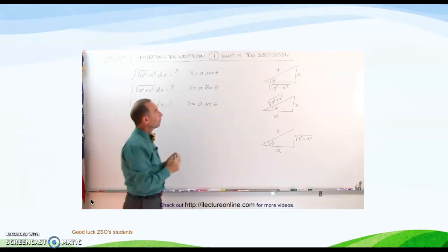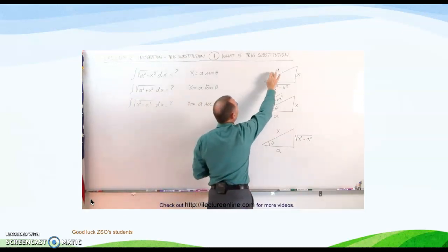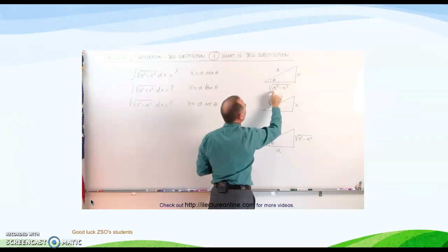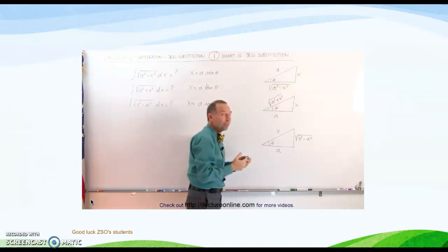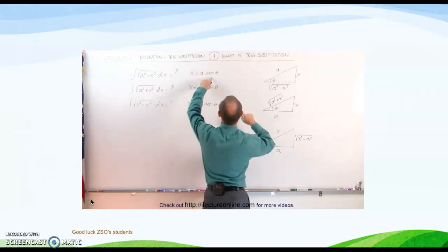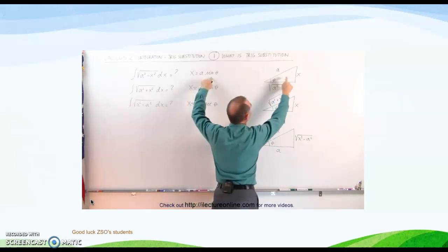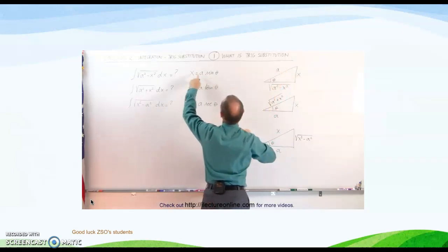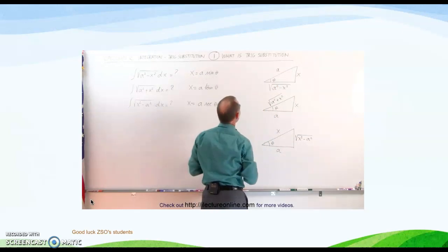Take a look. On the first triangle, if we let a be the hypotenuse and x be the opposite side, then the adjacent side becomes the square root of a squared minus x squared. That is from the Pythagorean theorem. Notice that the sine of theta is defined as the opposite side over the hypotenuse, which is x over a. So therefore, x divided by a becomes the sine of theta.